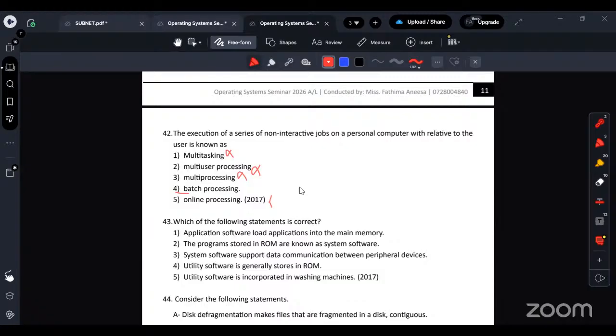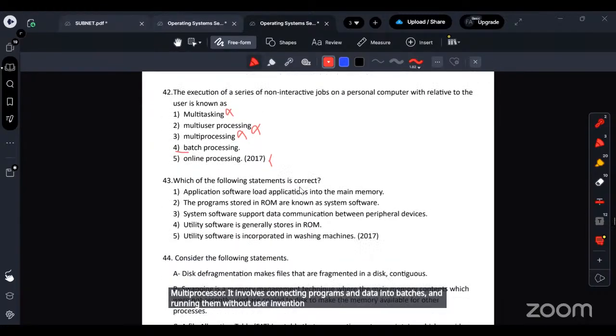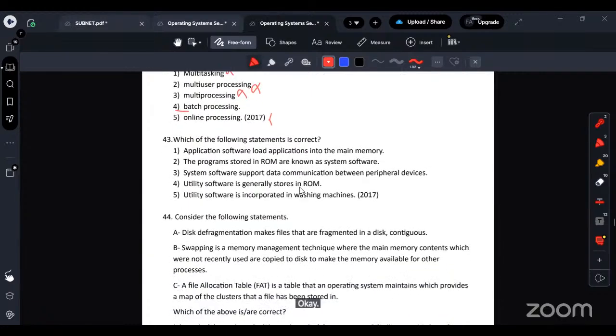Was that part clear? Series of non-interactive jobs. Batch processing involves collecting programs and data into what? Batches and running them without user intervention. Okay, I hope that was clear.